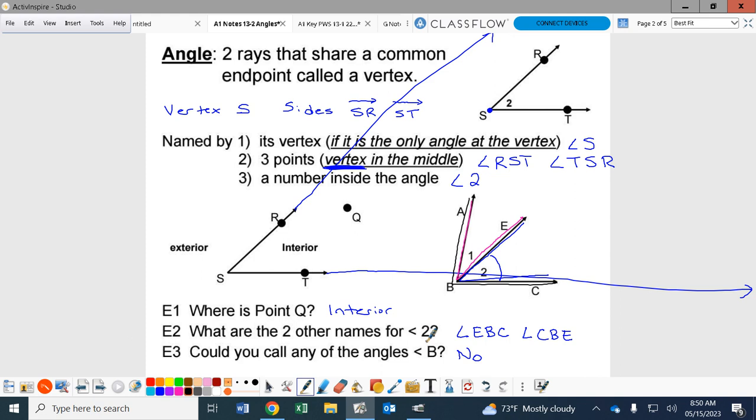Concerns, questions, anything? The next thing is going to be about classifying them and talking about congruency between them.